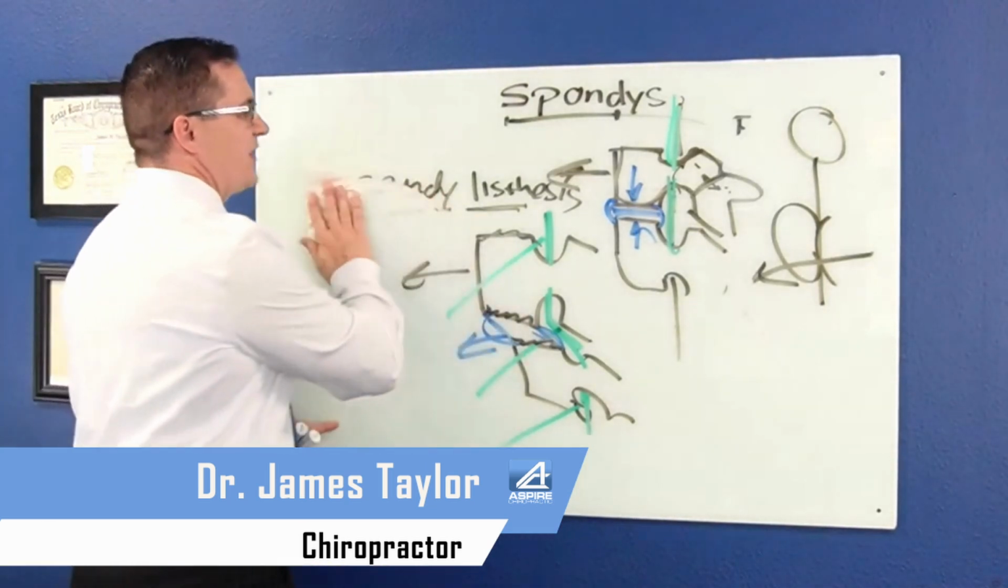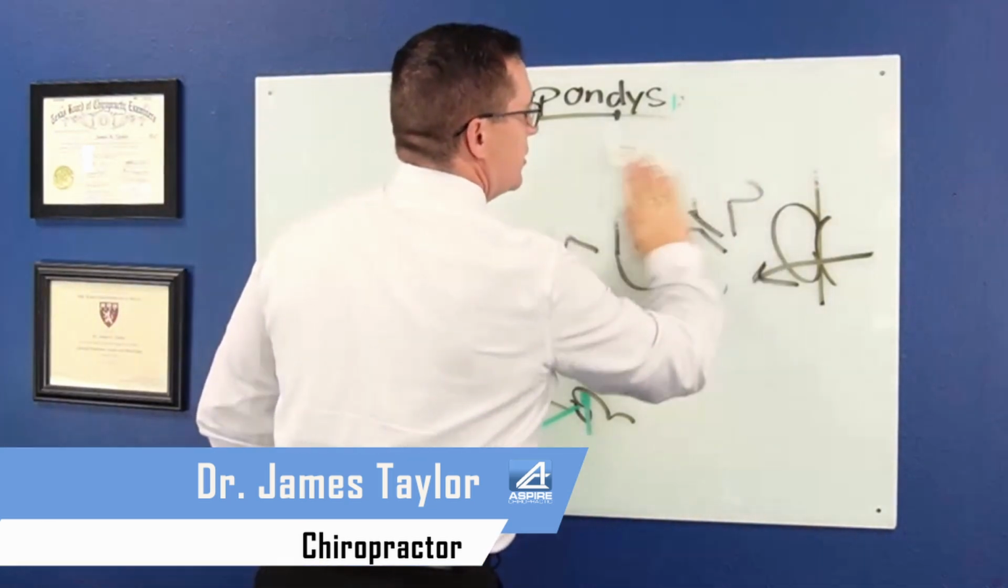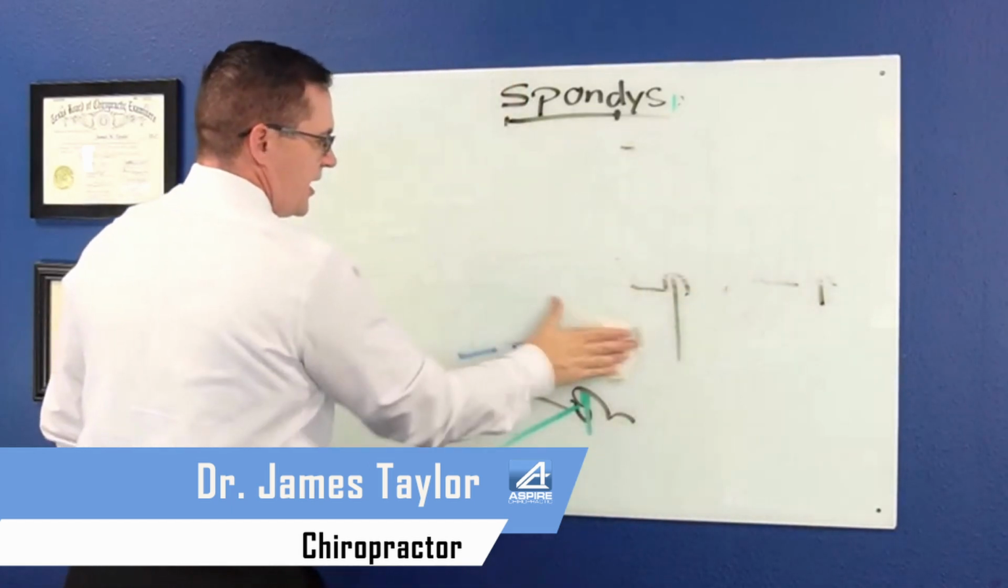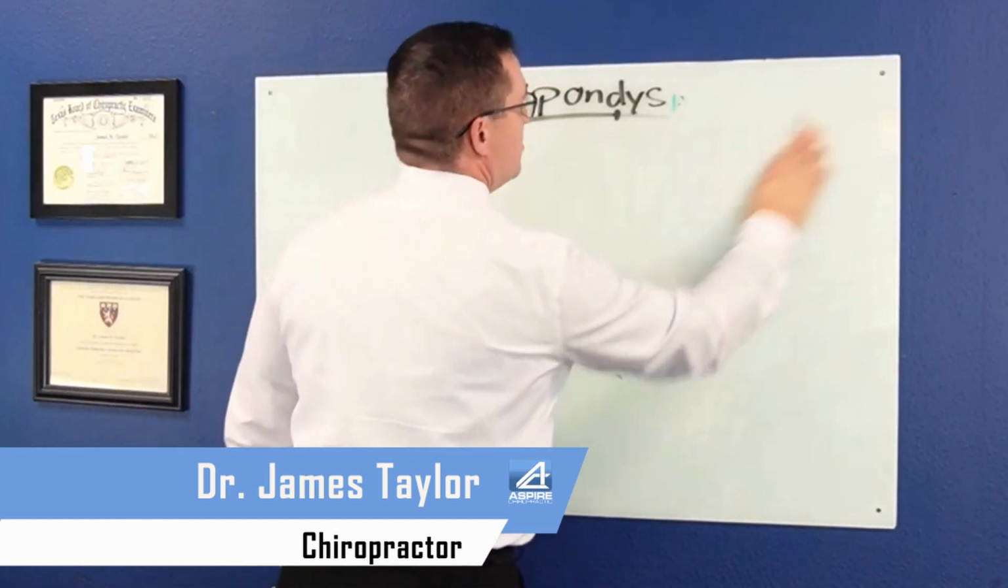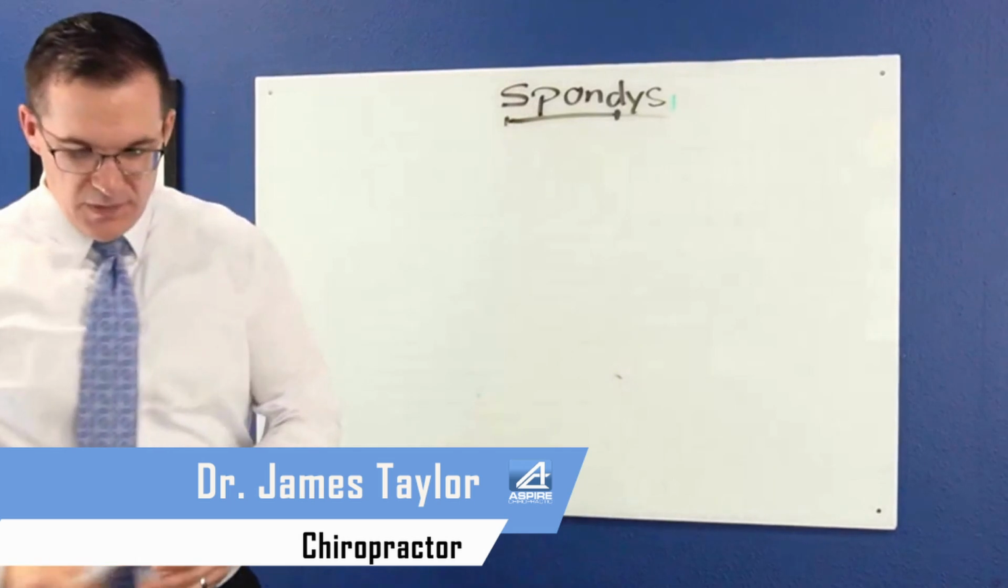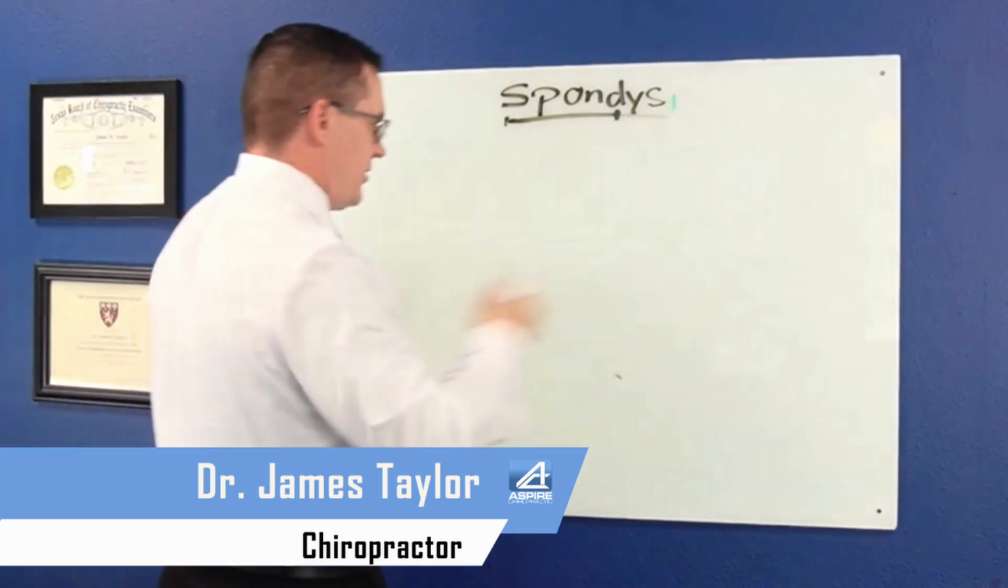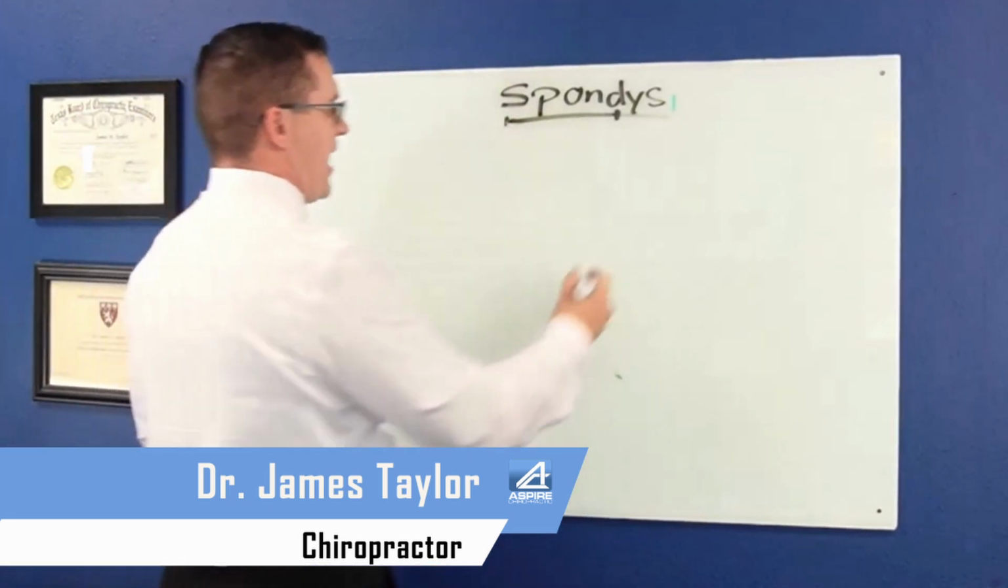So what do we do to fix that from a chiropractic standpoint? And what do chiropractors do? We move bones, right? Chiropractic comes from the Greek word meaning done by hand. So let's go back to this. We're going to draw the spondylolisthesis. We're going to draw it laying on your back though.